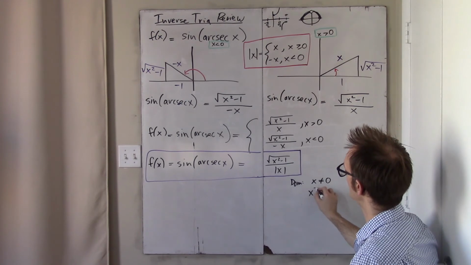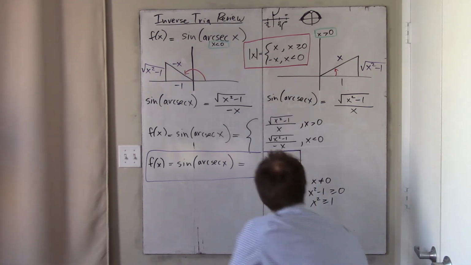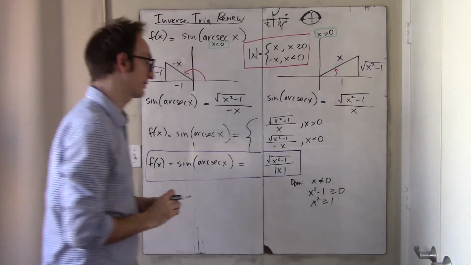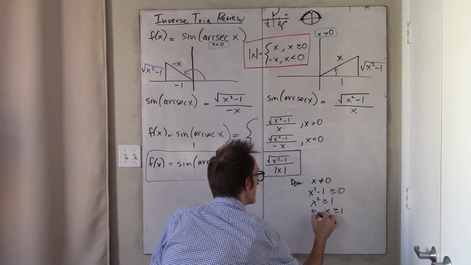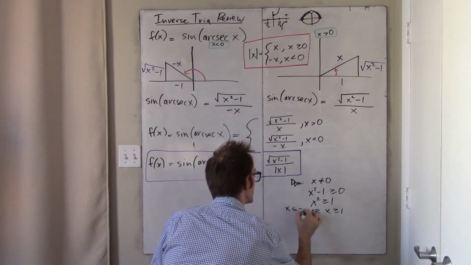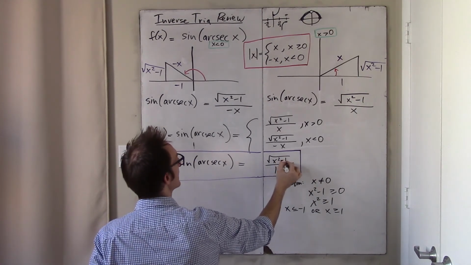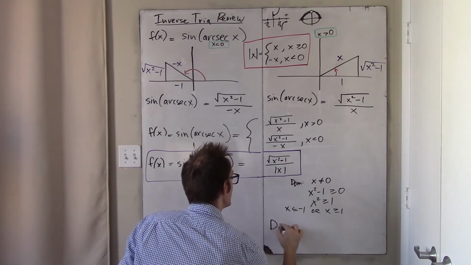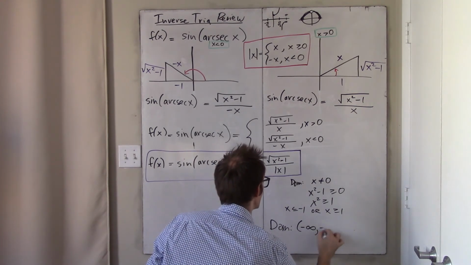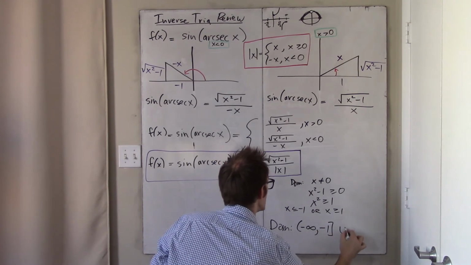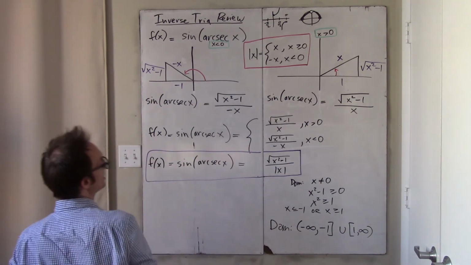Well, once again, x squared minus 1 needs to be greater than or equal to 0, so x squared needs to be greater than or equal to 1. When is x squared greater than or equal to 1? That's true if x is greater than or equal to 1, or x is less than or equal to negative 1. And so just from looking at this alone, even if I didn't know any trig, I would say that the domain of this function is everything from negative infinity to negative 1 union 1 to infinity. And I believe that is just the right answer.